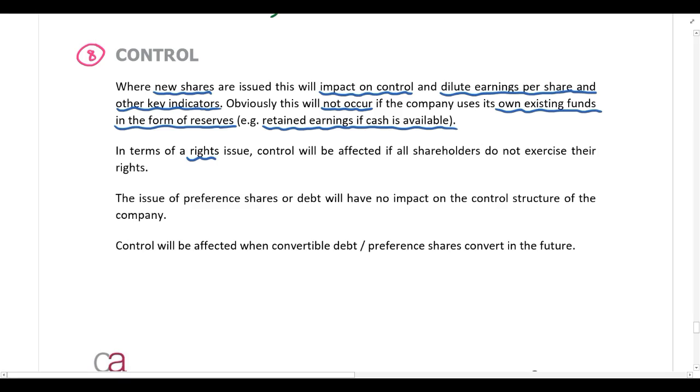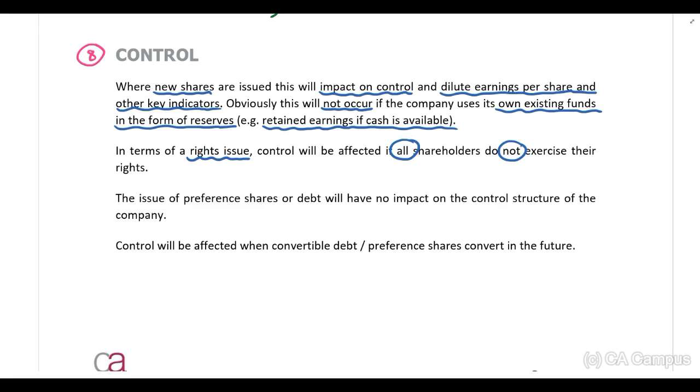In terms of a rights issue to existing shareholders, control will be affected if all shareholders do not exercise their rights. So guys, how a rights issue usually works is the company will say you can buy 1 share for every 10 shares that you currently hold. Now let's say, for example, some of the shareholders exercise their rights and they buy the shares and the others don't. Obviously the ones who don't exercise the rights and buy those shares, there will be a dilution in control. Their percentage shareholding will deteriorate, their earnings per share will deteriorate, etc., because now the other shareholders hold more shares in comparison to them.